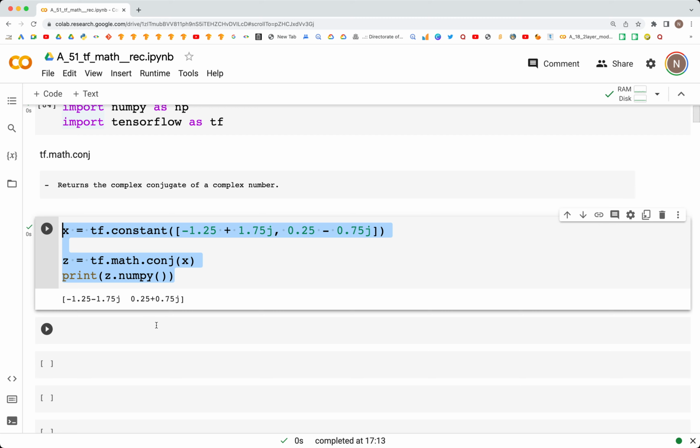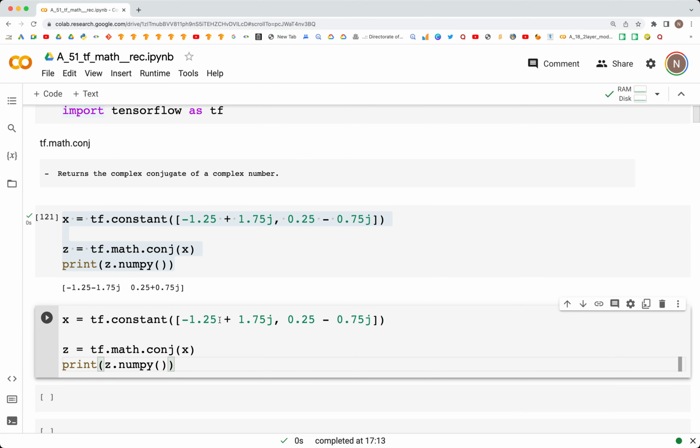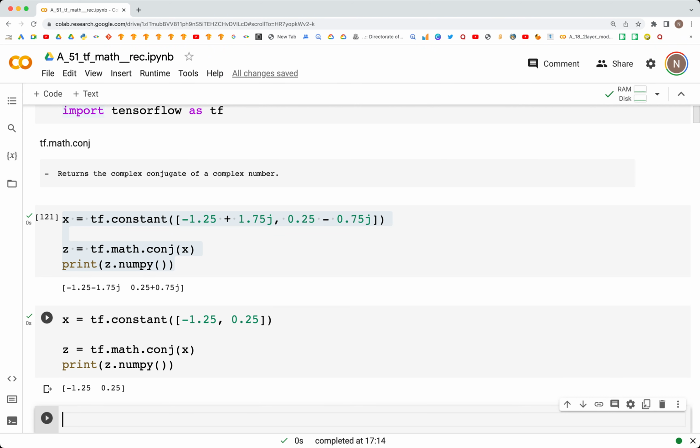This works for complex numbers, but if we were to use real numbers, for example, if we delete the imaginary part from these numbers and try to run the same line of code, we would see that the output doesn't change. The numbers stay the same.